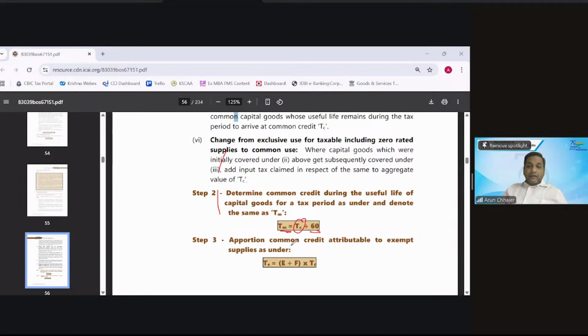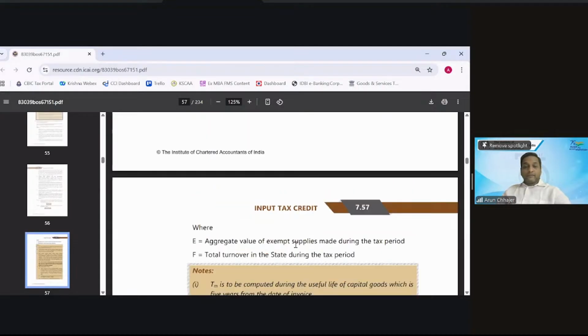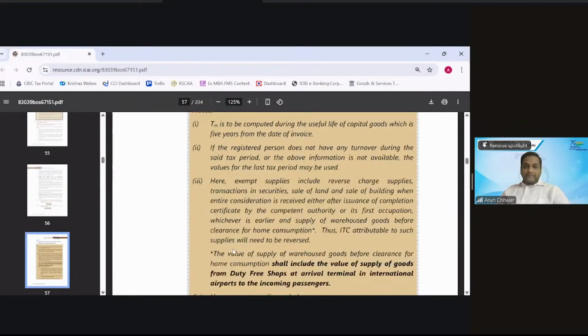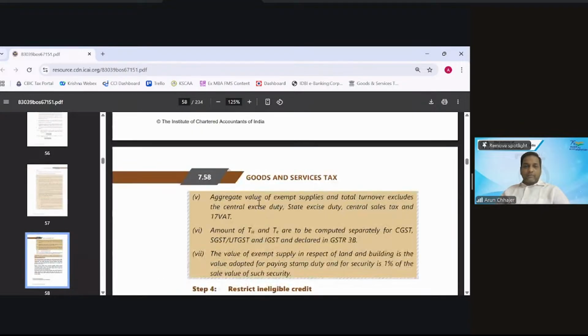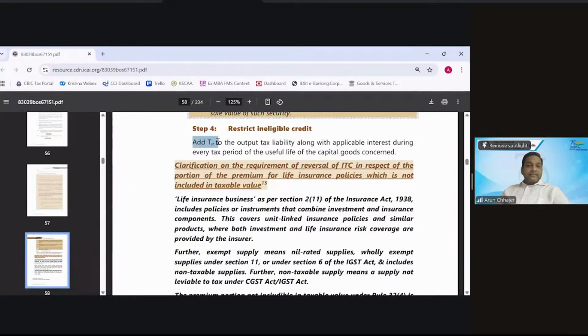Apportion the monthly common credit attributable to the exempted supply. That is multiplied by E divided by F, where E is the aggregate value of the exempt supply and F is the total supply. Now these are what we have normally discussed. Add TE to the output tax liability along with applicable interest during every tax period of the useful life of the capital goods concerned.